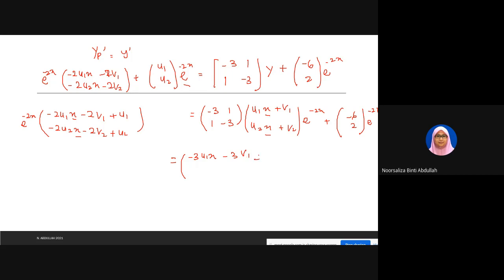And then plus, ni times ni, then you dapat u2x plus v2. Then yang bawah dia, you akan dapat u1x plus v1, and then minus, this one minus 3u2x minus 3v2. Here is the exponent minus 2x plus minus 6 to exponent minus 2x. So you simplify dulu yang ini.